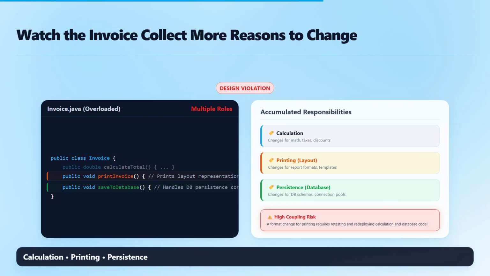Tax rules can change calculation. A new layout can change printing. A database decision can change persistence. These are independent reasons for the same class to change. This also widens the risk around a small change. A print format update sits beside calculation and database code, so more unrelated code may need review and retesting even though the business change concerns only printing.